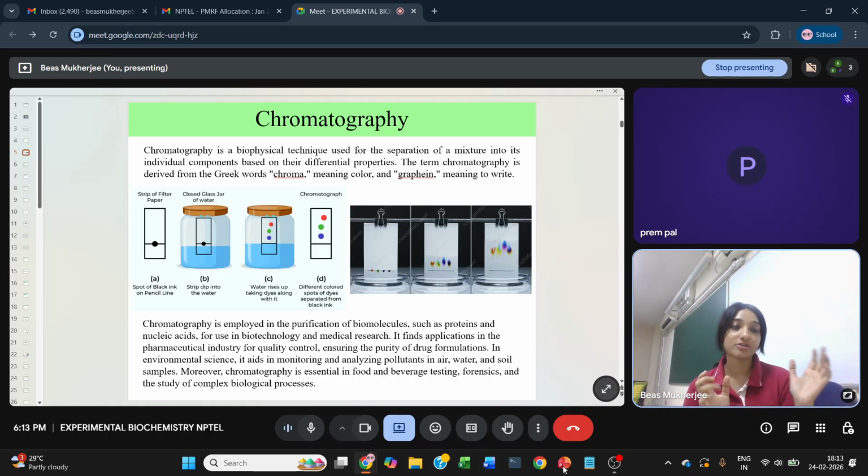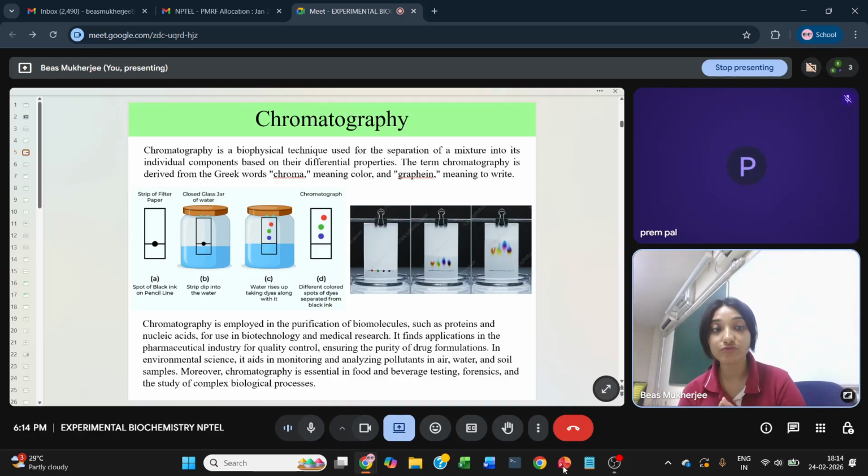The word chromatography comes from chroma, meaning color, and graphene, which means to write. So chromatography is a biophysical technique used for the separation of mixtures into individual components based on their differential properties. The term chromatography is derived from the Greek words chroma, meaning color, and graphene, meaning to write.